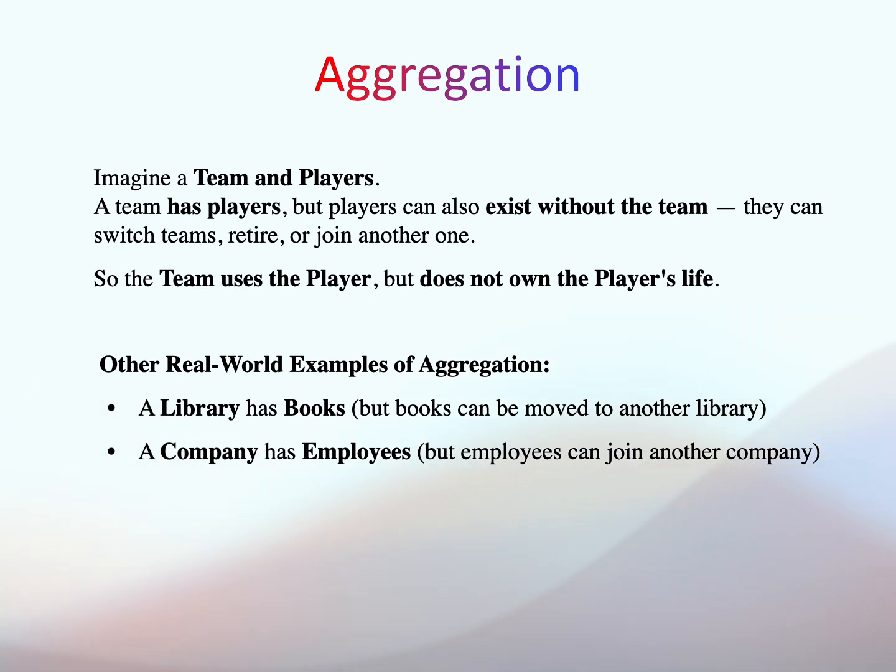They can switch teams, retire, or join another one. So the team uses the player but does not own the player's life. Other real world examples of aggregation can be a library has books, a company has employees, but books can be moved to another library and employees can join another company. So they are a weaker form of ownership.